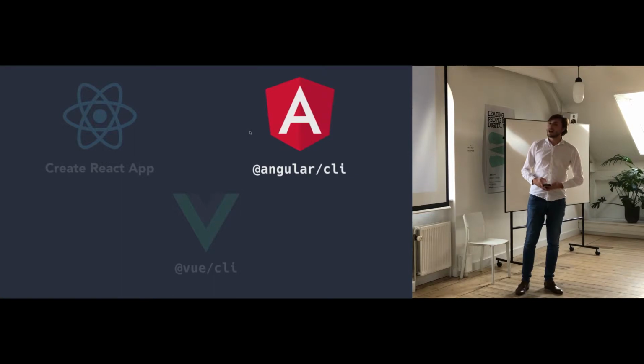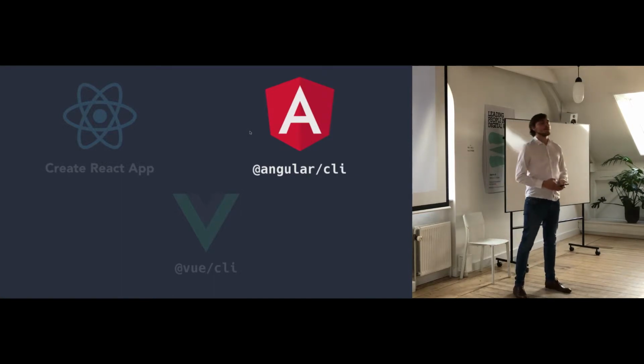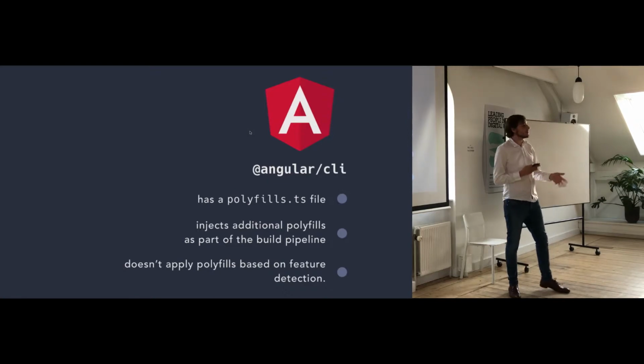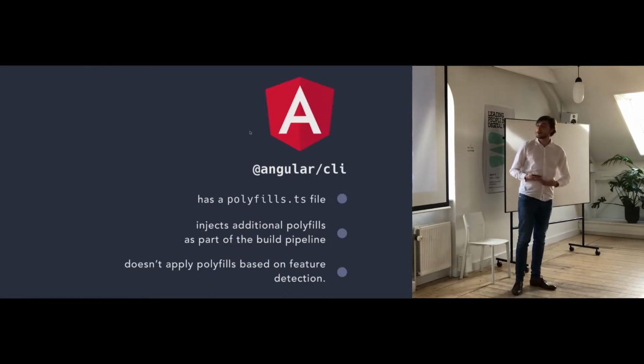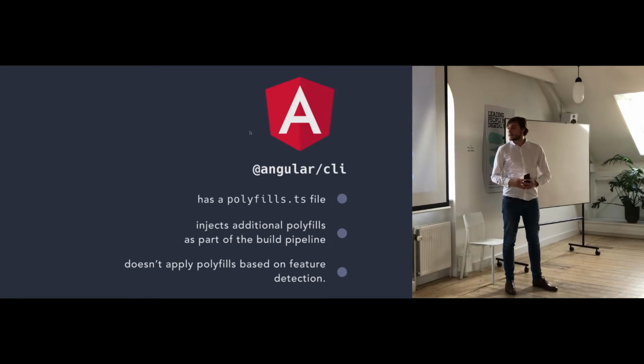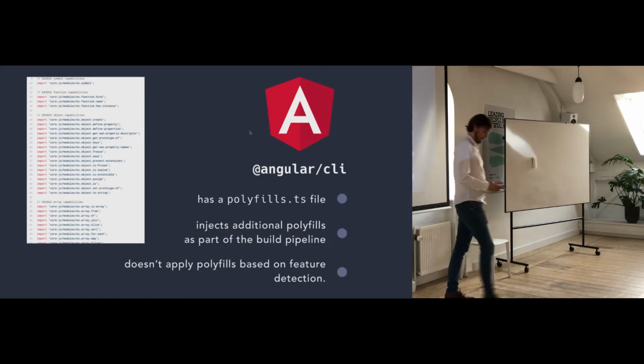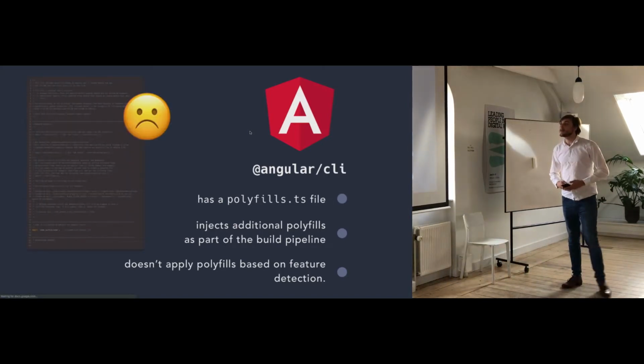And then the Angular CLI is pretty much an essential part of any Angular developer's toolkit. And in Angular, you have a polyfills file, and then it injects additional polyfills into your build, whether you like it or not, when you build your app. So you might say you want to support an ES5 environment, and you might say you want to support an ES2015 environment. But no matter what you say, you'll still have polyfills applied to your bundle. And that makes me even more sad.